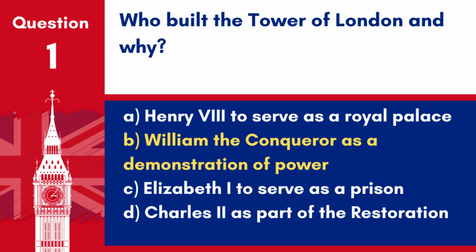Answer: B. William the Conqueror as a demonstration of power. The Tower of London was built by William the Conqueror in the late 1060s as a symbol of Norman power.